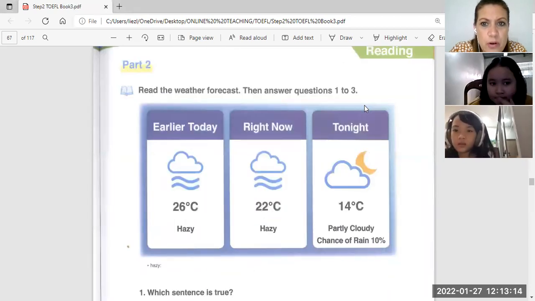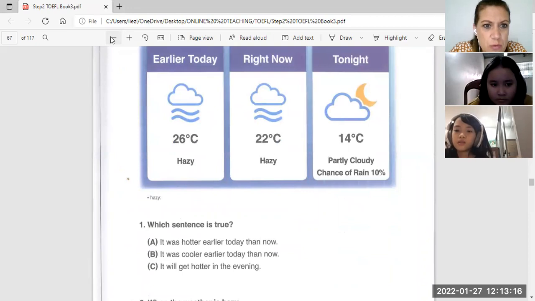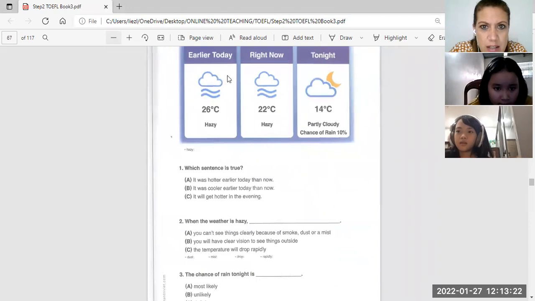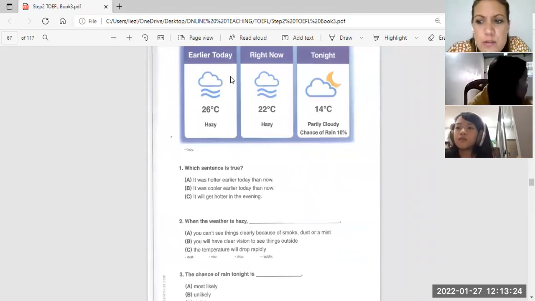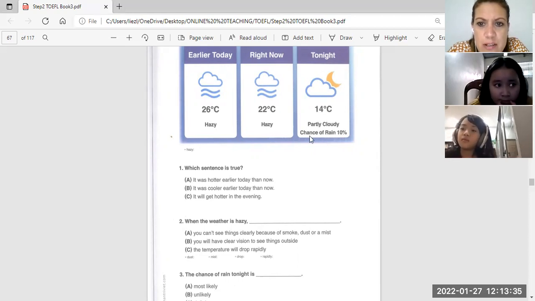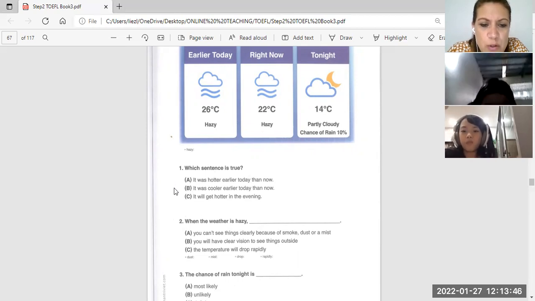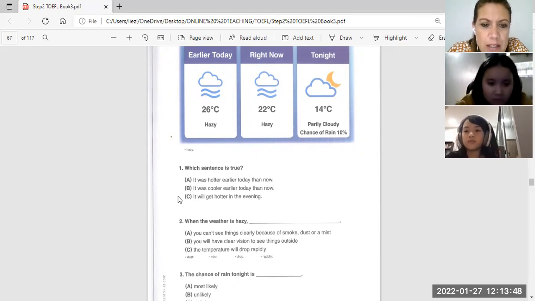Okay, read the weather forecast, then answer the questions. Let's make it smaller so you can see it better. Earlier today, right now, and tonight. Earlier today was 26 degrees, hazy. Right now it's 20 degrees and hazy. Tonight's going to be 14, partly cloudy, chance of rain 10%. Pyongni, which sentence is true? A, it was hotter earlier today than now. B, it was cooler earlier today than now. C, it will get hotter in the evening.